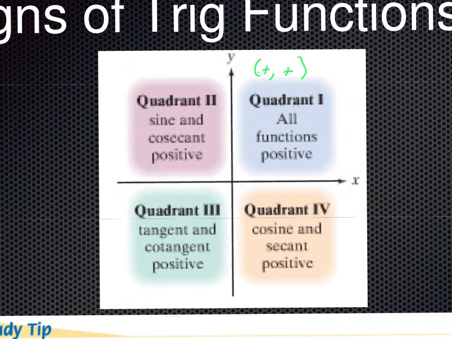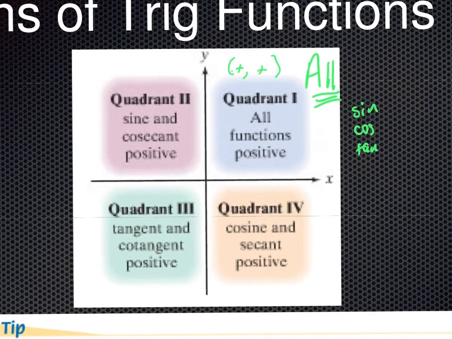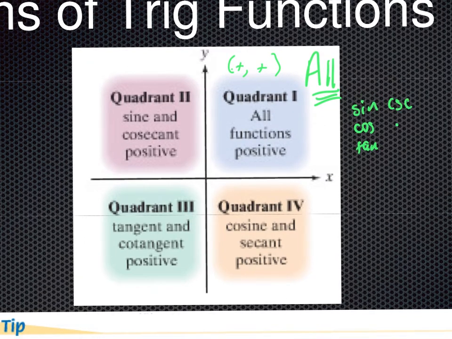In the first quadrant, I want you to write the word A. This means all right? In the first quadrant, all of our trig functions are positive. Sine, cosine, tangent, and their reciprocals, so cosecant, secant, and cotangent. In the first quadrant, they're all positive.